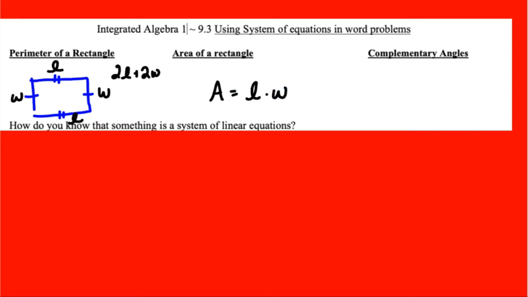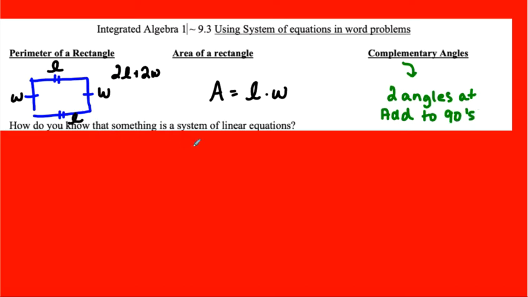The area of a rectangle is when we multiply the length times the width. And then I'm not sure if you remember this, but complementary angles are two angles that add to 90 degrees. So we might need those formulas. I just wanted to remind you of them.